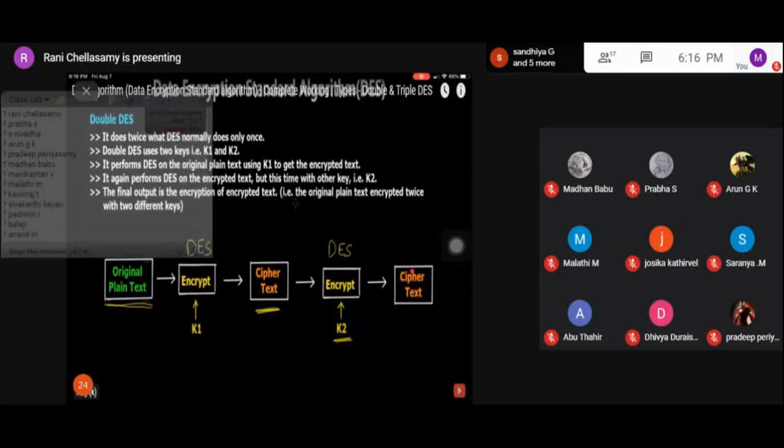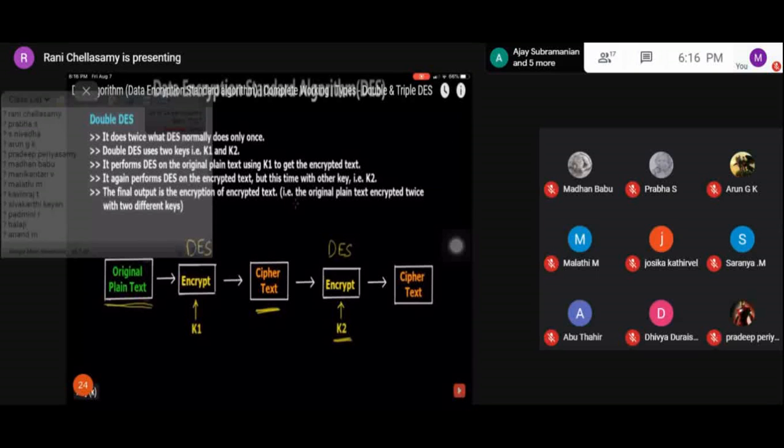So what does double DES mean? You are going to perform 2 times encryption by applying the DES algorithm, and the first time you will be using the K1 key, and on the second time you will be using the K2 key. So the original plain text is encrypted twice. 2 times you are performing the encryption, with 2 different keys. That's the concept of double DES.